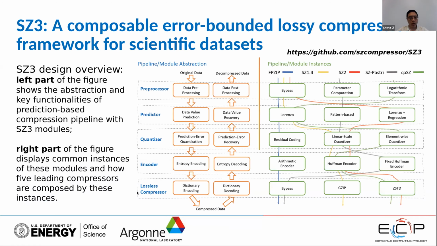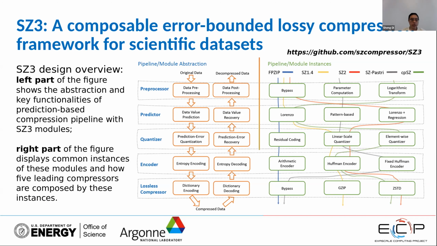In this talk, I will mainly talk about our new version of SZ, SZ3. SZ3 is a composable error-bounded lossy compression framework for scientific data sets. Basically, it is largely different from our previous version SZ2 because we refactored the whole code such that SZ3 is very flexible. More specifically, the users can customize the compression pipeline by themselves based on the SZ framework.